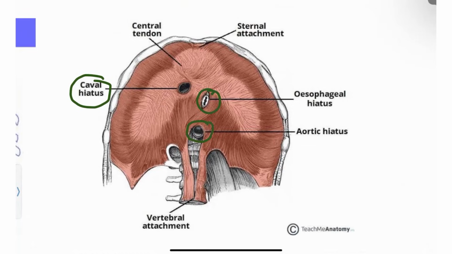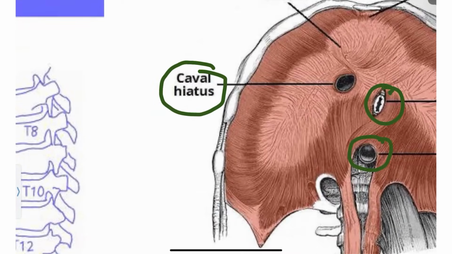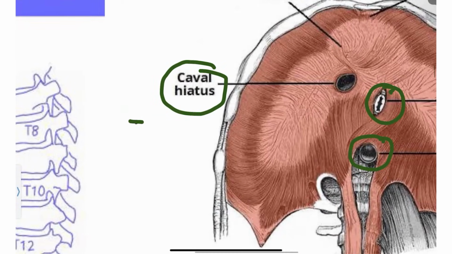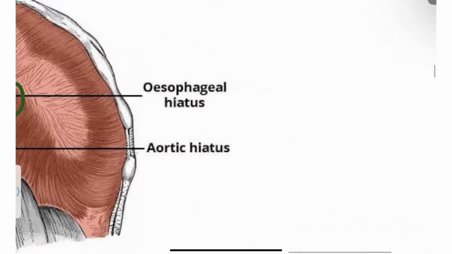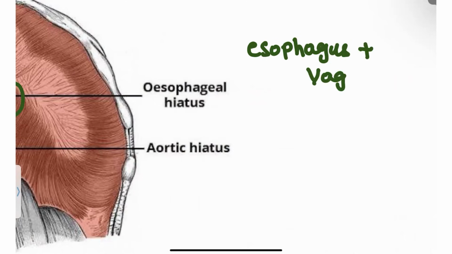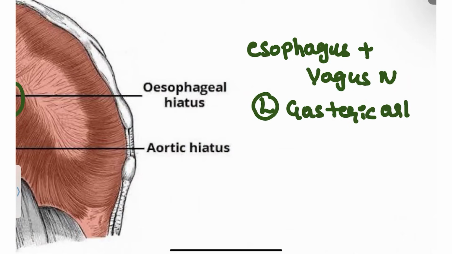Okay, guys. Let's see what are the structures that are present at T8. First, there will be the inferior vena cava. Along with that, the right phrenic nerve branch will be present here. Next, here you can see the esophageal hiatus. The first one present here is the esophagus, and also remember, where there is an esophagus, there will be a vagus nerve. Along with that, there will be a left gastric artery. The left gastric artery is also present here.